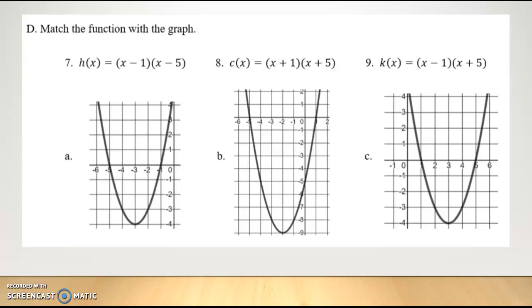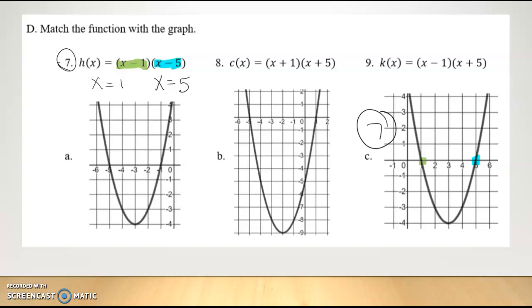We can also use these functions, these equations, and match our graph because we know where my x-intercepts will be. If I look at this first one, the opposite of a -1 is a +1, and the opposite of a -5 is a +5. So we're going to look for the graph that has x-intercepts of 1 and 5, and I see that this one has x-intercepts of 1 and 5. So number 7 will match with graph C.